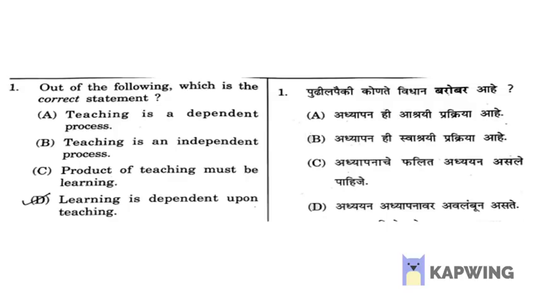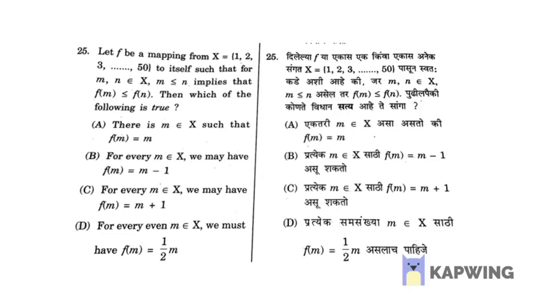So it is about teaching aptitude, and the correct answer here is D: learning is dependent upon teaching. I hope you have written this answer correctly, friends. The correct answer is D. Now moving on to the next question. Now this was the mathematical question. For this, friends, I am not from a mathematical background.